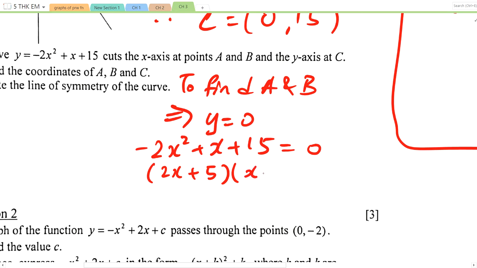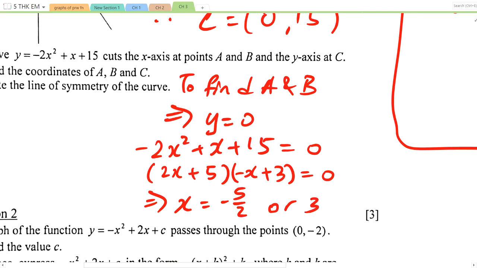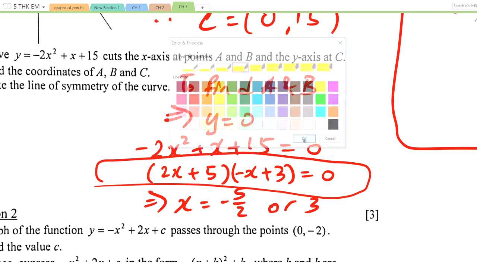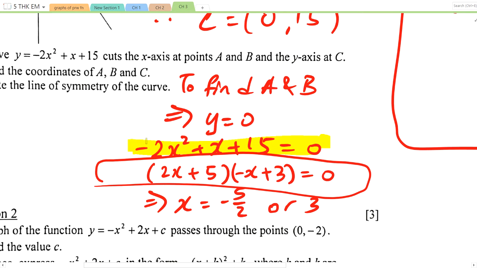Next, -x plus 3 equals 0. Okay, so if we do it this way, we're going to get x equals -5 over 2 or 3. Same answers. So, I've seen some of your work. You use the calculator to arrive at this step. It is okay, provided you show me this step. If you don't show me that step, you cannot get this one.